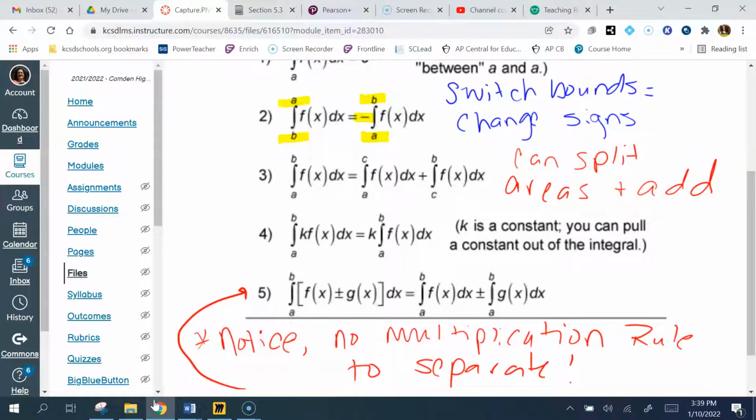Number 4, anytime there's a constant, you can pull that out front, just like with derivatives. When we had that constant we pulled out front, you do the same with integrals.